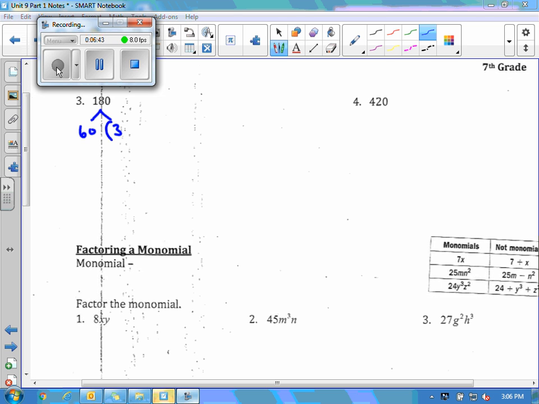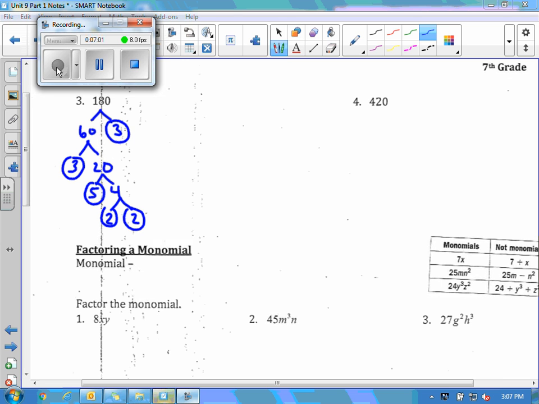3 is already prime, so I can circle that. 60, I'm going to split into 3 and 20. 3 is prime, so I can circle that. 20 I'll split into 5 and 4. 5 is prime, so I can circle it. And 4 I'll split into 2 and 2 and circle both of those.